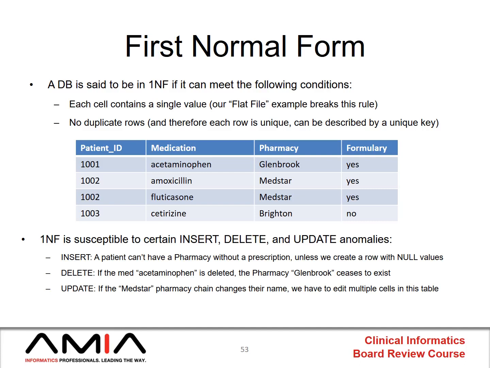in first normal form. There's a potential delete anomaly here, that if I delete the medication acetaminophen by deleting the first row, I lose the fact that patient 1001 has a preferred pharmacy of Glenbrook. And finally, if MedStar, the pharmacy chain, ever changes their name, we have to update it in multiple cells, which is not ideal either. So there's an update anomaly here as well.